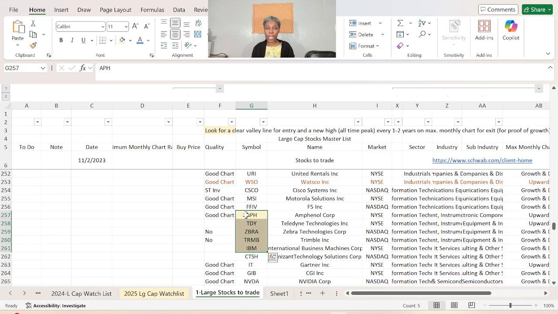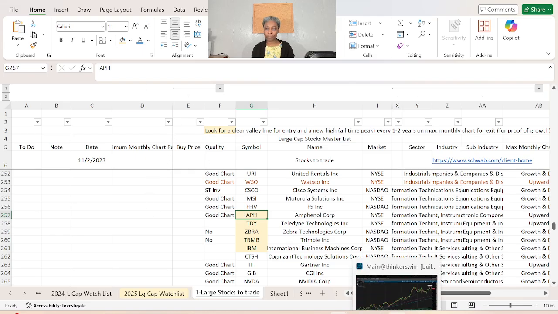Now we are going to analyze 5 stocks from here to see if they are well positioned, if they are good stocks to make up the 2026 watch list using the long option and swing trading strategy. The first one is APH.